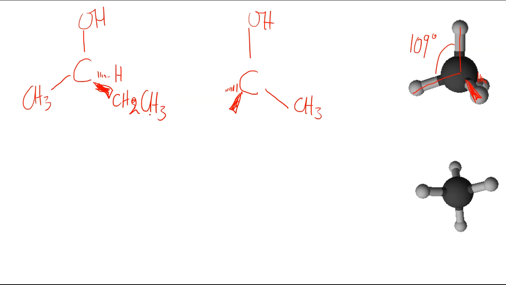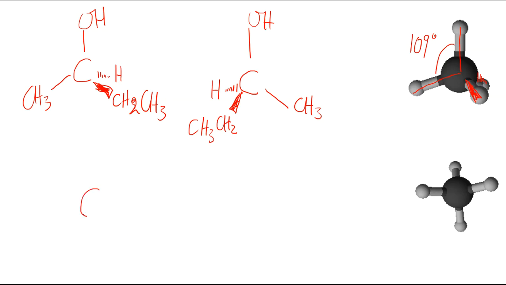Now, when I connect my ethyl group, I've got to make sure I don't have my CH3 attached to the chiral carbon. Otherwise, that carbon will have 5 bonds. So I need to have CH2, CH3 attached to the chiral carbon, and then the hydrogen over there. So those are the 2 enantiomers.